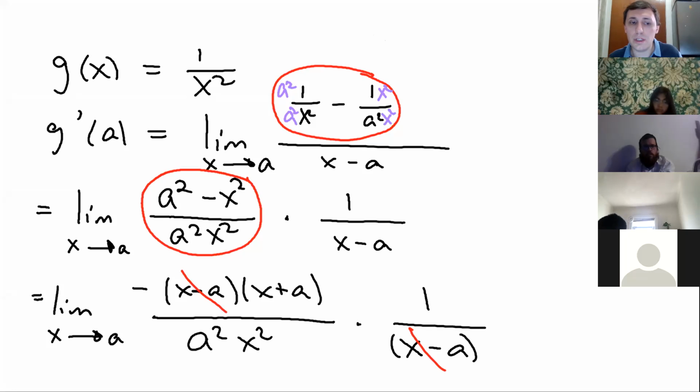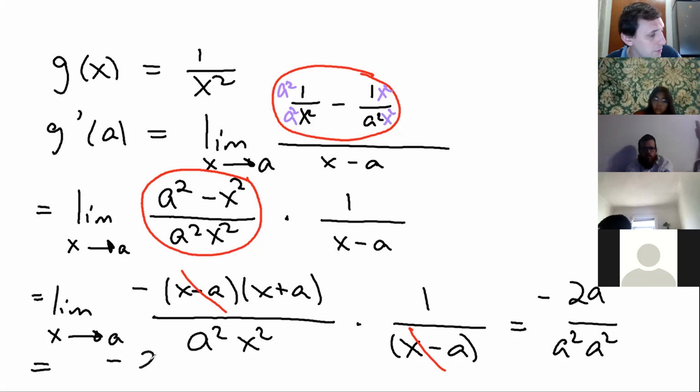And now I can push the limit as x goes to a, no problem. What do I obtain? Look at it, guys. I obtain here minus a plus a, so that becomes minus 2a divided by a squared, which I can simplify further. a cannot be 0, right? This will not work if a is 0. If I simplify it further, it becomes minus 2 over a cubed, and I'm done.